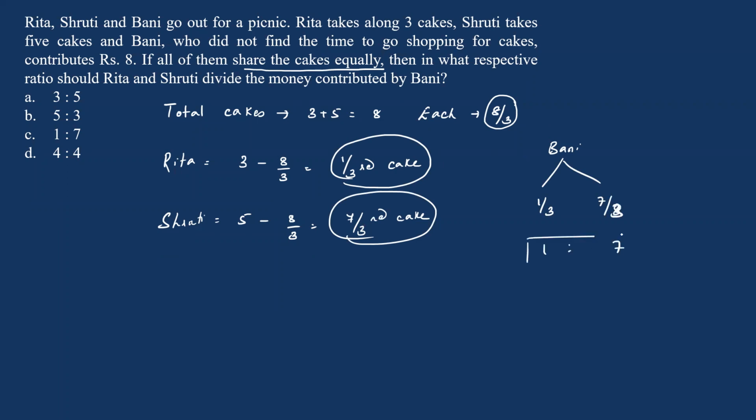So Bani received 1/3 from Rita and 7/3 from Shruti, which means the money given to them should be in the ratio of 1:7. So what should be the ratio of Rita and Shruti? Divide the money contributed by Bani. So therefore, your answer here becomes 1:7. That should be a perfect answer. Clear? So very easy question here.